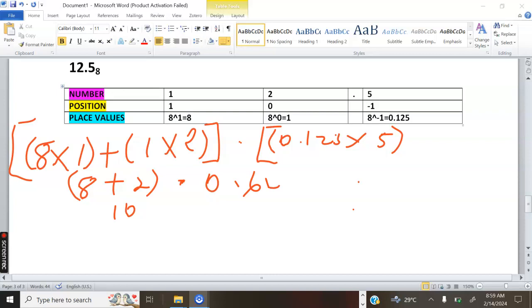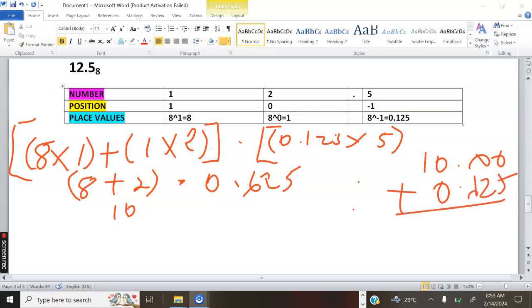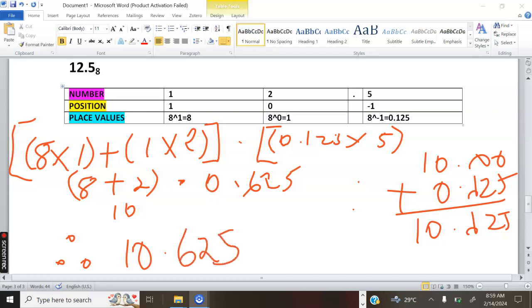So we have 10 and 0.625. Then you add them: 10.000 plus 0.625 should give you 10.625. Therefore, the answer for this one will be 10.625 base 10.